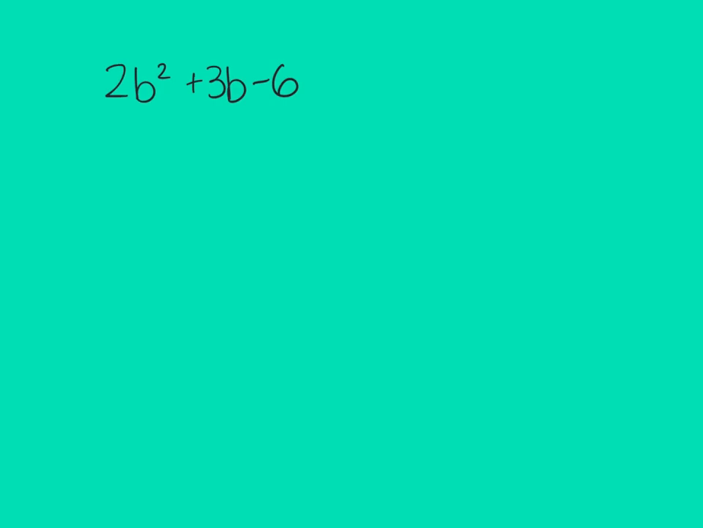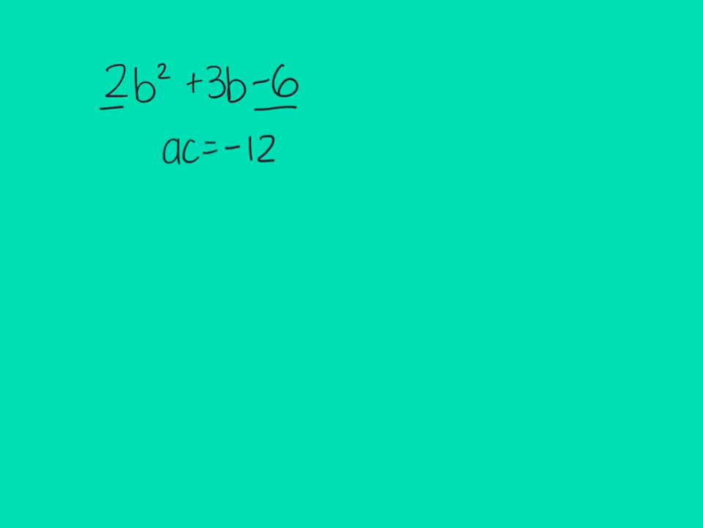All right, here is the next one, 2b squared plus 3b minus 6. First step, let's see if there's anything we can divide each of these by. 2, 3, 6. Nope, nothing in common. So I'm going to go straight into the AC method. A is 2, C is negative 6. So I'm going to do 2 times negative 6 to get negative 12.